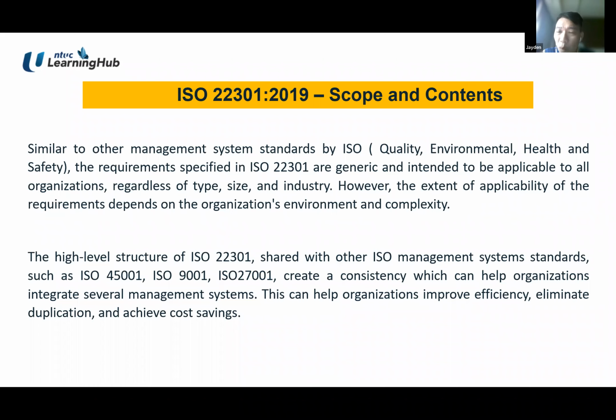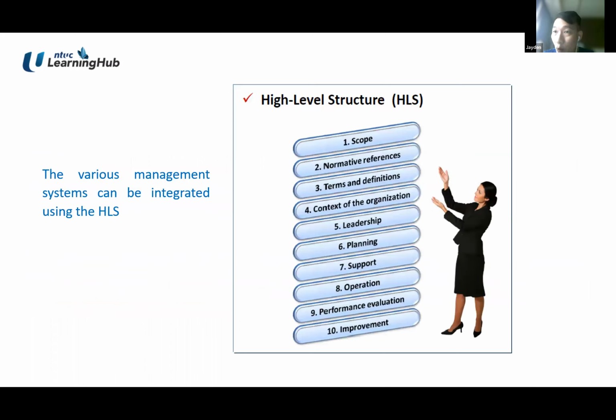Okay. Now, what is 22301? It is actually an ISO management system, very similar to what we have learned about the other ISO standards. But ISO 22301 is written in a way where it serves one very main purpose. It allows an organization's management team to seriously look into your own operations and determine how your business could be continued in the time where there are disruptive incidents, cybersecurity, pandemic.